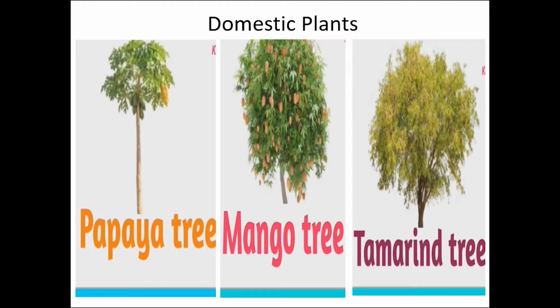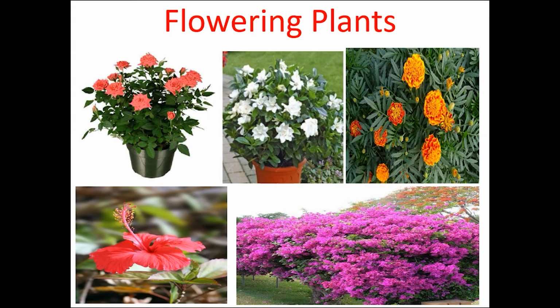Plants are divided into domestic plants and wild plants. What are domestic plants? Plants grown in our homes and gardens are known as domestic plants. Can you say some examples of domestic plants? Yes, papaya tree, mango tree, neem tree, tamarind tree, etc. We can see flowering plants like rose, jasmine, marigold, hibiscus, etc. in our homes and gardens.